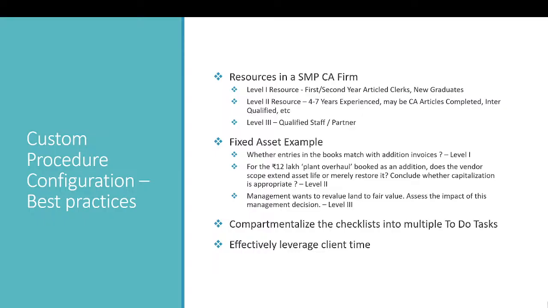Generally what happens is there will be a checklist for fixed asset audit, which contains questions covering everything, right from level 1 to level 2 to level 3. This results in redundancy. The same people may be doing the same things, or multiple people may be doing the same things. At the same time, this makes it a mechanical exercise, whereby there is a possibility of some important things getting missed out. So what we try to do with this framework is to compartmentalize the checklist into multiple to-do tasks. That's what many of our people were able to do.